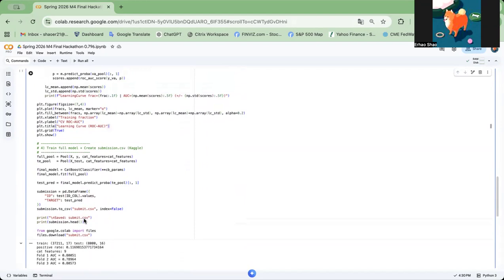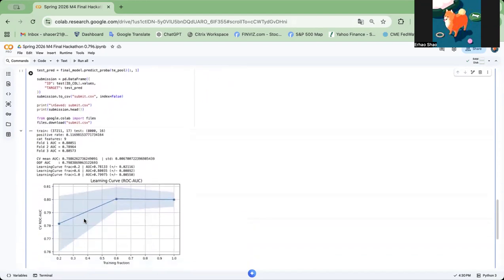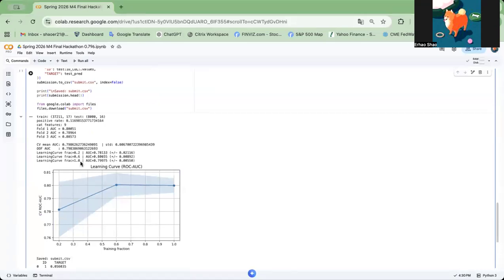I build a learning curve with training fractions of 20%, 60%, and 100%. For each fraction, I run three-fold cross-validation and measure ROC AUC. This helps me understand whether the model benefits from more data, whether it's underfitting or overfitting, and whether the performance stabilizes. If the curve continues to rise at 100%, it may suggest more data could further improve the performance. If it plateaus, the model may be capacity limited.